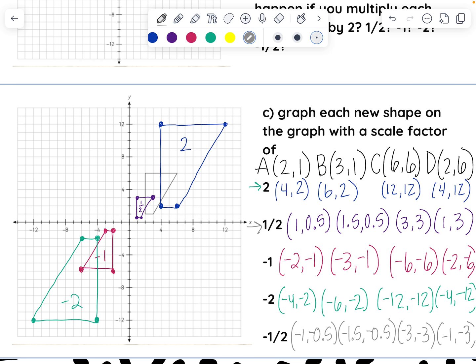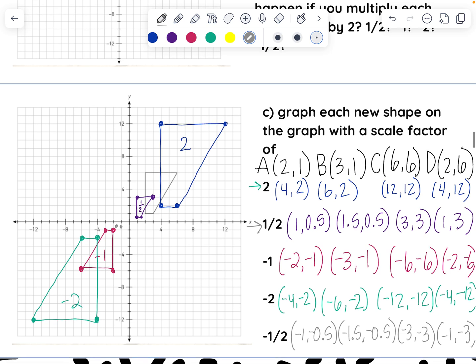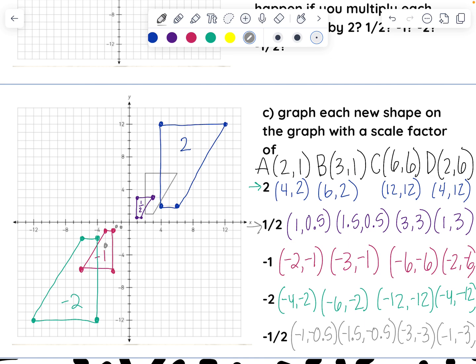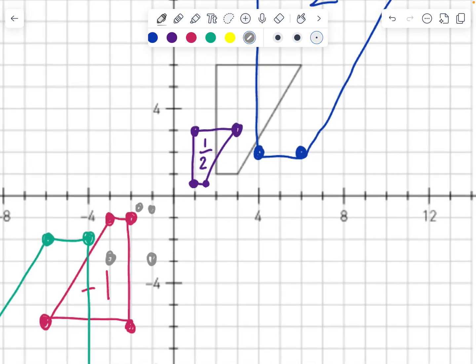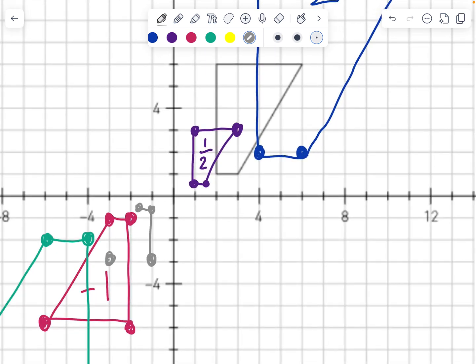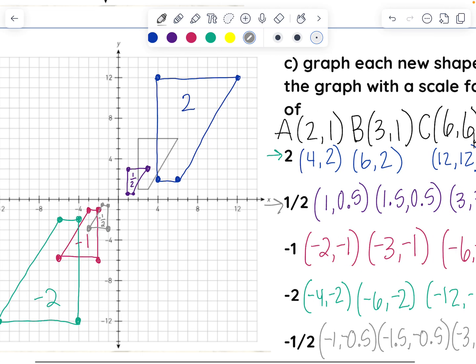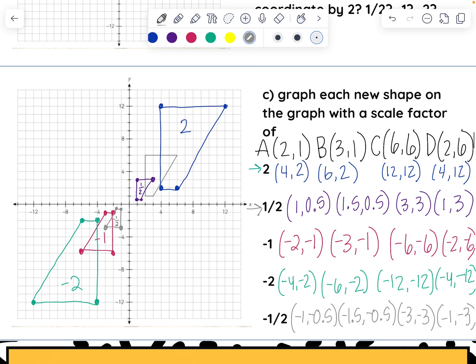Then I'm going to plot those on my graph. So negative 1, left 1, down 0.5, left 1.5, down 0.5, oops, went over too far, left 3, down 3, left 1, down 3. And then I'm going to connect those. It's teeny tiny, and that was by negative 1/2. So the shape still got smaller, but it did rotate, right? It's in a different quadrant, and it looks like it's turned around.